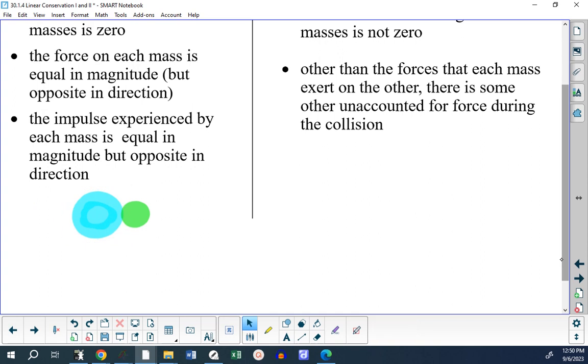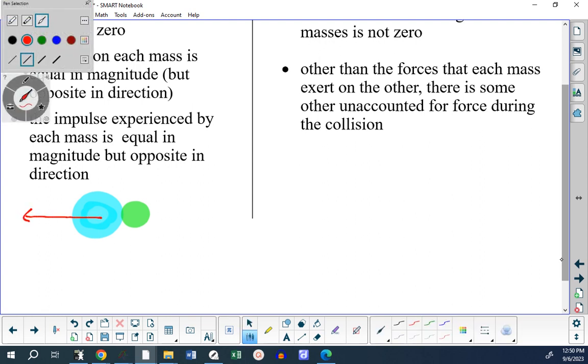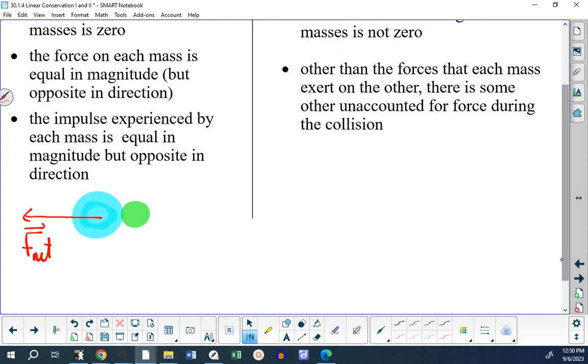What this means is that there is a force on the blue sphere in that direction. This is the net force on the blue sphere due to the green sphere. There is an equal but opposite force that's a net force acting on the green sphere due to the blue sphere. Those two forces are equal but opposite. So it's isolated because the total net force is zero.